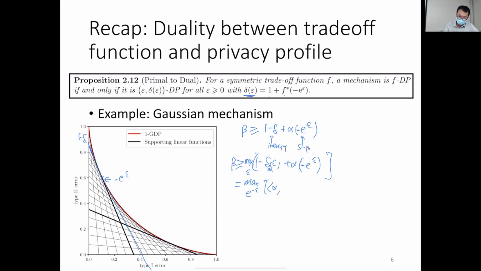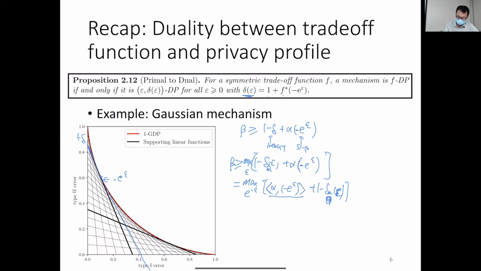Since these are scalars, let me use a slightly more general notation so that it is more familiar to you. E to the power of epsilon plus 1 minus delta, max over epsilon. So this is a function of epsilon, and this is a linear function of alpha. You can also rewrite this as delta tilde and reparameterize it with e to the power of epsilon.